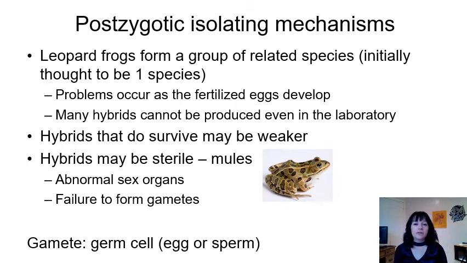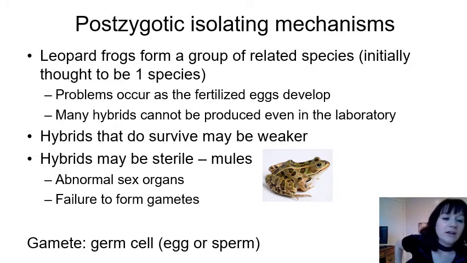Let's talk about some post-zygotic mechanisms of isolation. Leopard frogs, we have these in our lab. They were originally thought to be one species, but in fact, there are multiple related species. What happens is they can mate, they can produce fertile embryos, but those embryos, those hybrids, don't develop, and they usually die before they even get to adulthood. And even in the lab, scientists cannot make these hybrids survive, right?